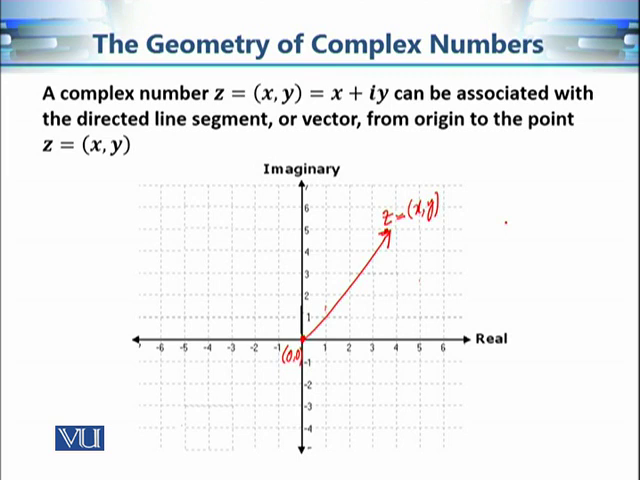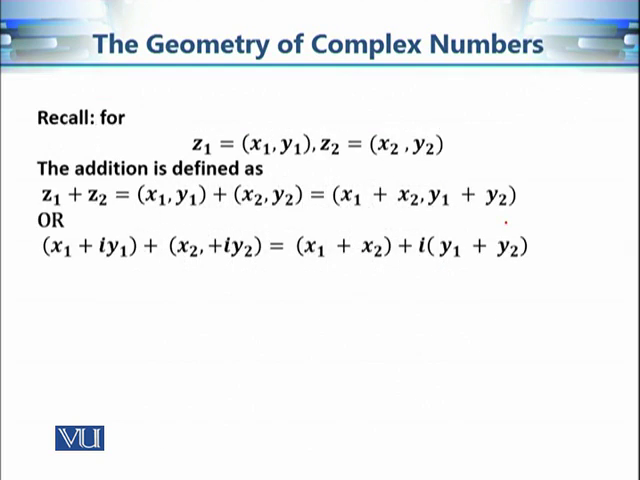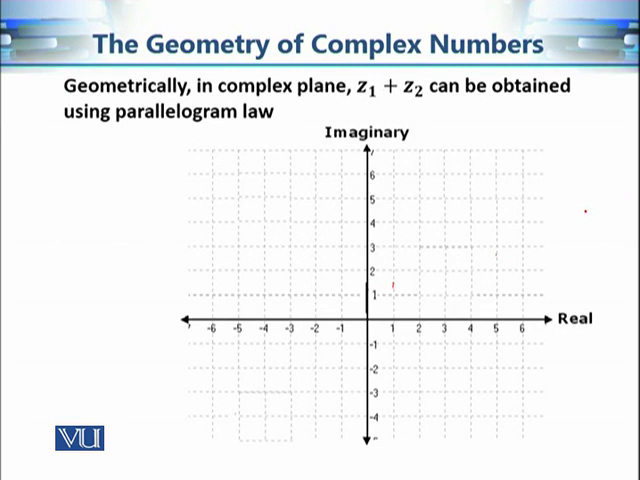On one hand, we can add two complex numbers. On the other hand, we also know that two vectors can be added. Now what is the relationship between the addition of complex numbers and the addition of two vectors? Recall that we can add two complex numbers in the following way. It turns out that addition of complex numbers and addition of associated vectors is the same. Now let's see how this is possible.